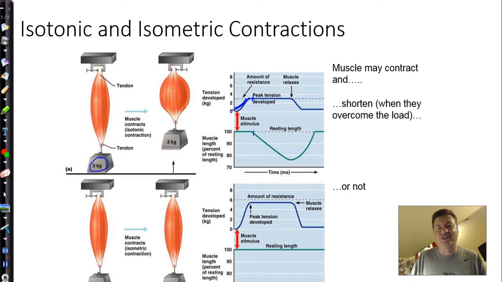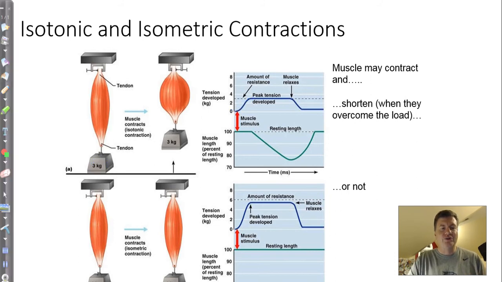So isotonic contractions are when you have enough force to overcome the load and you can have sliding of the filaments. That's an isotonic contraction. Isometric is you develop a tension because myosin and actin bind, but there is no sliding because the force is too great and that muscle can't overcome that load and it can't shorten.